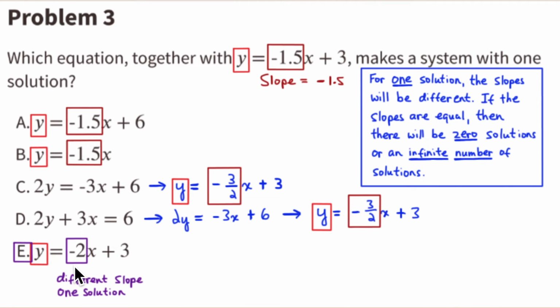That leaves E. E has a different slope, negative 2. So if it has a different slope, the graph of this equation will intersect the graph of this equation. And at that intersection will be the solution. So this system of equations will have a single solution.